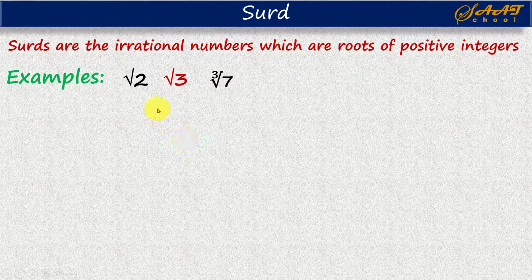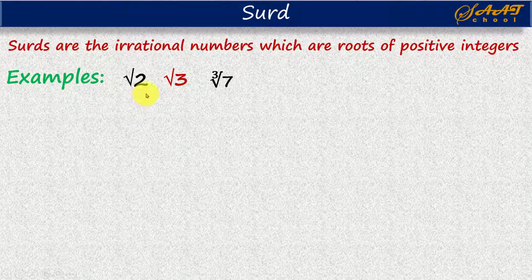Here we have some examples of surds. This is root under 2, root under 3, and this is a cube root of 7. So all these are irrational numbers. We discussed irrational numbers in the previous video. So these are irrational numbers and they are all roots of positive integers. Here this is a square root of 2, 2 is a positive integer, square root of 3, 3 is a positive integer, and cube root of 7, here 7 is a positive integer. So all these are surds.